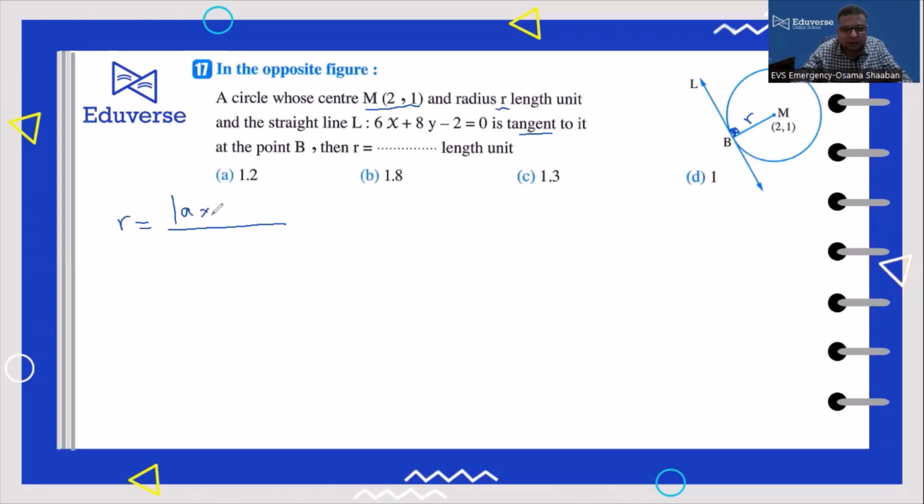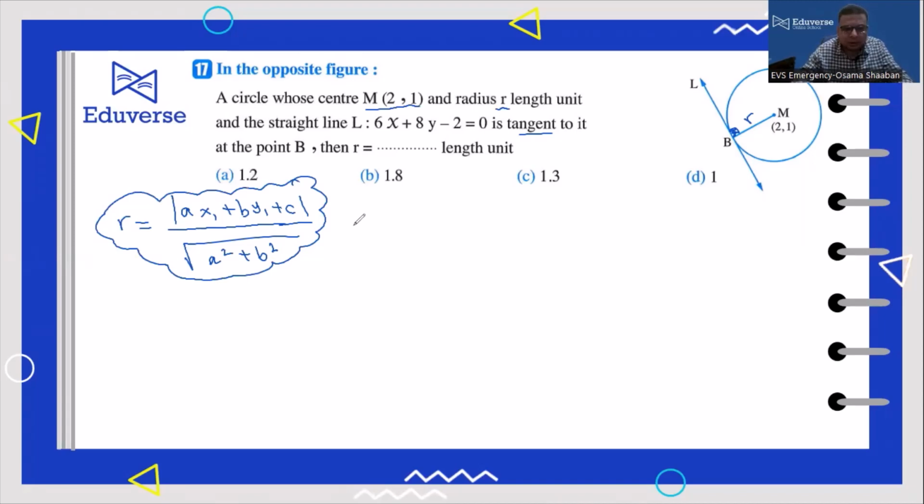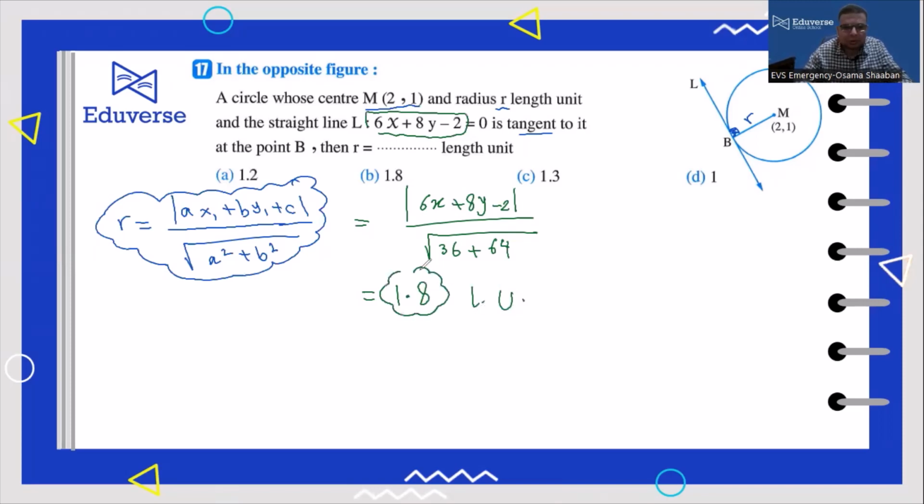So the rule is the absolute value of A x1 plus B y1 plus C over the square root of A square plus B square. This is the distance r, the perpendicular distance. So keeping in mind this rule, you will complete it. Here the equation of this L, you will put inside: 6x plus 8y minus 2 over the square root of 6 power 2, which is 36, plus 8 power 2, which is 64. Directly you can use the calculator to get 1.8 length units. Okay, so you will choose B.